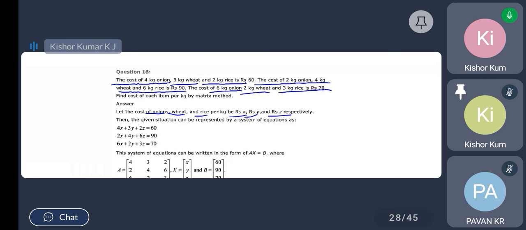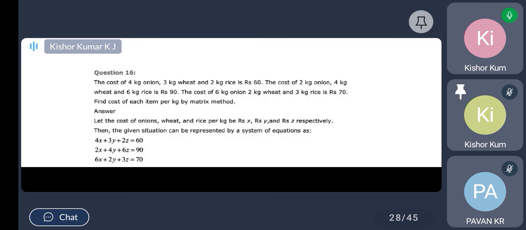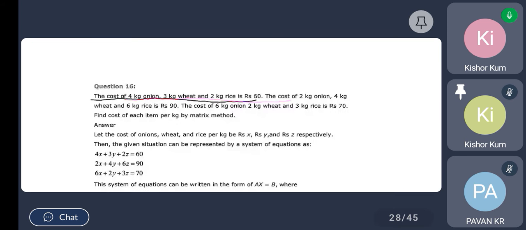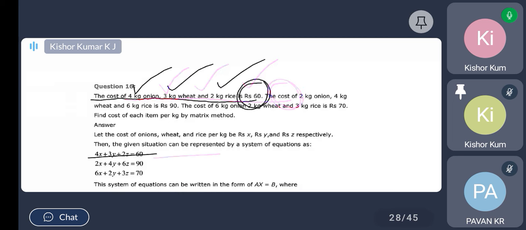So after this, you can observe, student, the first sentence you consider. 4 kg of onion, 3 kg of wheat, 2 kg of rice means 4x plus 3y plus 2z, that is equals to 60 rupees. That is the equation. 4x plus 3y plus 2z is equals to 60. So this is the one equation we have got.